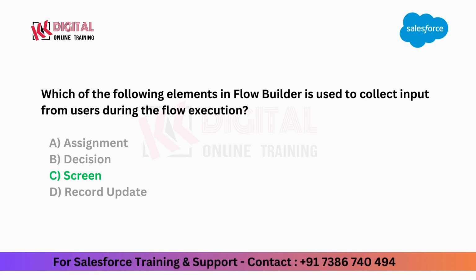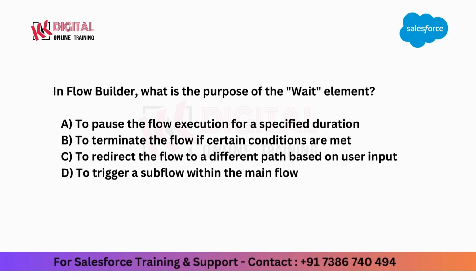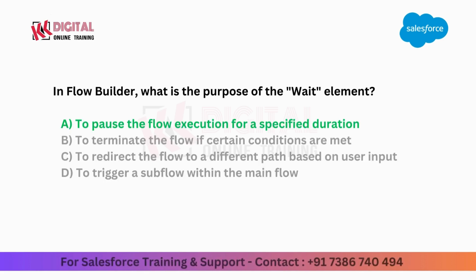In FlowBuilder, what is the purpose of the wait element? A. To pause the flow execution for a specified duration. B. To terminate the flow if certain conditions are met. C. To redirect the flow to a different path based on user input. D. To trigger a subflow within the main flow. The answer is A. To pause the flow execution for a specified duration.